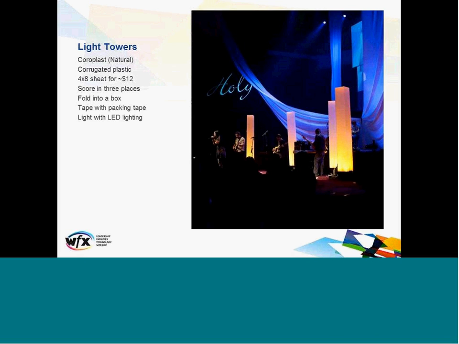Coroplast comes in 4-foot by 8-foot sheets for about $12. You can find it at plastic manufacturers, at Home Depot, at sign companies. It's the same material that real estate companies use for their signs. You'll see what's in the picture. They just scored it in 3 places. Scored just means kind of slicing down one side to make it bendable, and then doing that in 3 places to make that cube, that kind of box. Then taped it with packing tape to put it together, and there's an LED light inside of it.